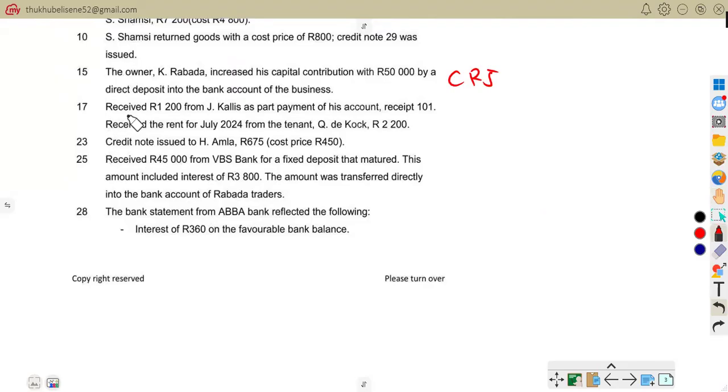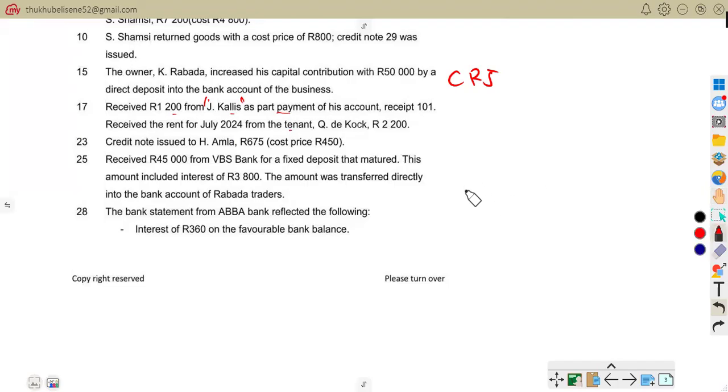On the 17th, received 1,200 from J. Gallis as part of payment of his account. Meaning J. Gallis, our debtor, paid 1,200 as part of his account. Also, received 101, the rent for July 2024 from the tenant, 2,200. So now let us try to find how we are going to treat that.